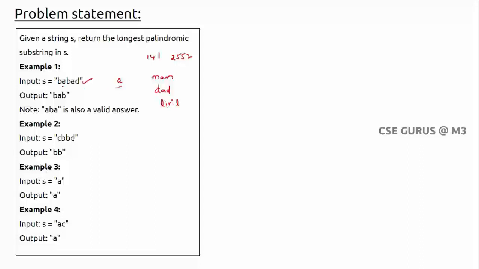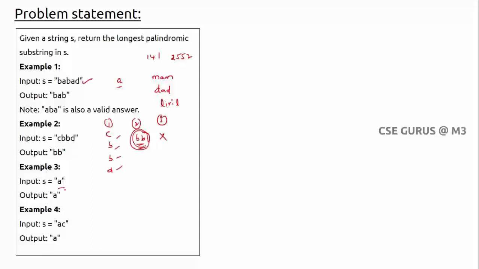In this example you can see BAB is a palindromic substring, and of course ABA is also a valid answer. You have to get any one. What about CBBD? Of course C, B, B, D are all individually palindromic of length 1. But what about length 2? Only BB. Is there any palindrome of length 3? No. So that's why my answer is BB.